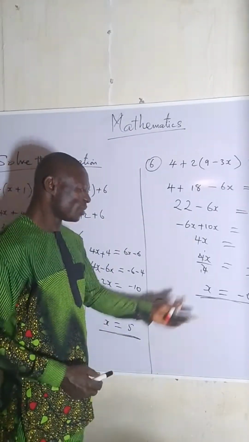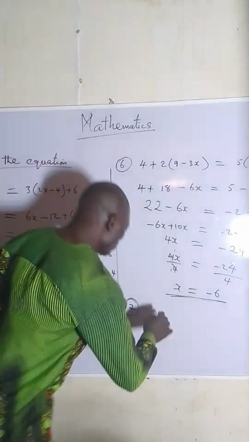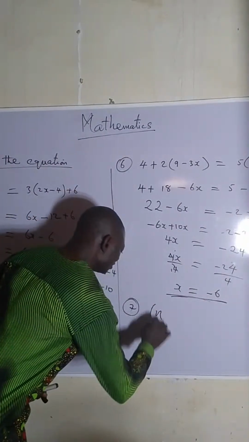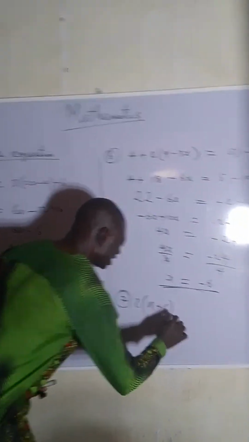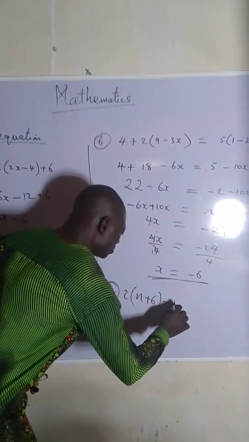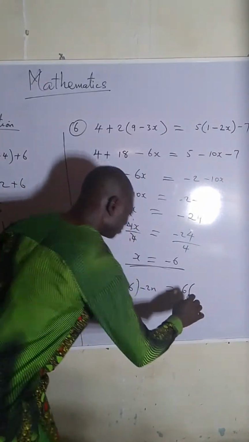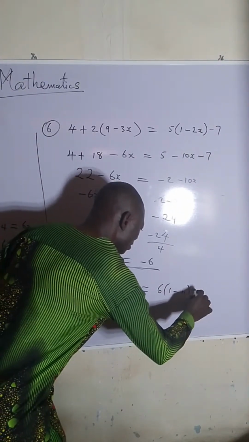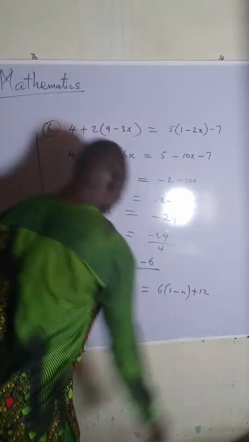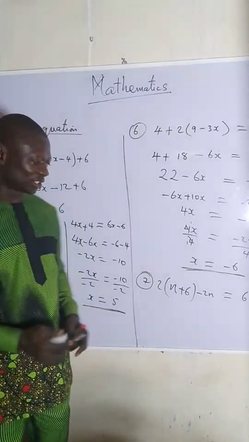All right, what do we do here? I expect that you are going to solve this and tell me the answer when we have n, 2 into n plus 6 bracket, minus 2n is equal to 6 bracket 1 minus n bracket plus 12. Please solve this number 7 and let us meet in the comment section.